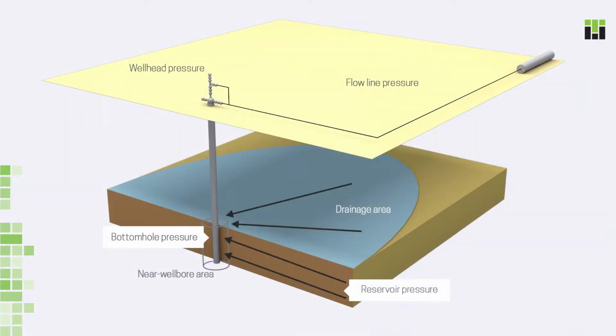Then we start developing a field. Reservoir pressure is often high enough to ensure oil inflow to the well. With time, reservoir pressure changes gradually and we need to maintain it. To do so, we can inject water or gas. We will have a special video on it.